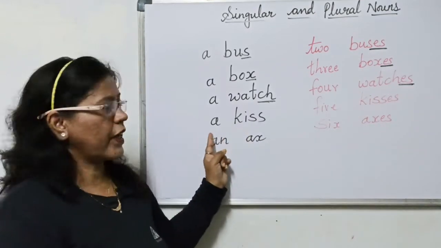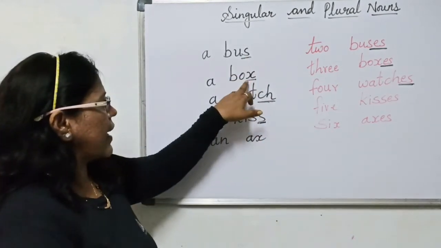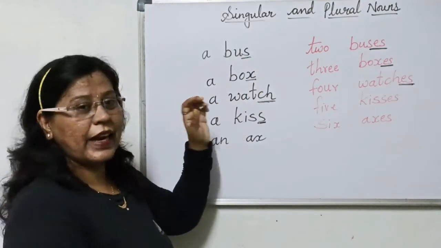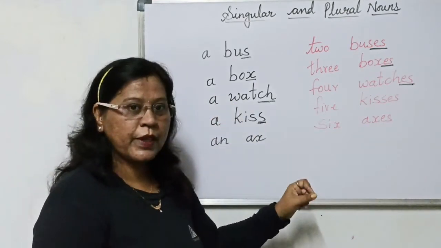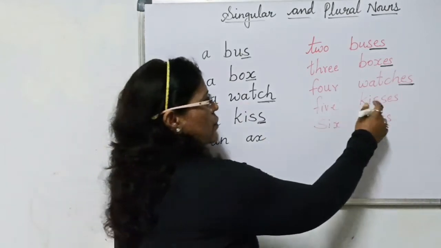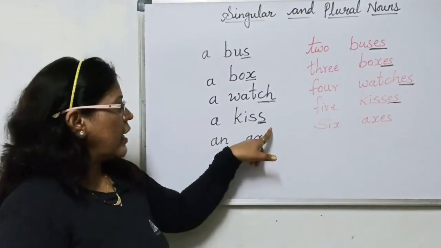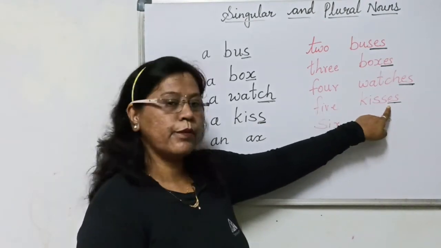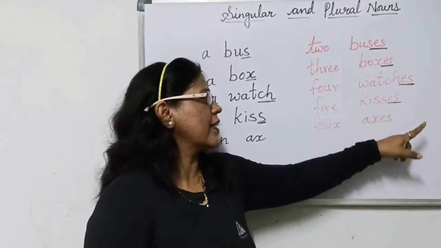A kiss, okay, a kiss. So the last letter of this word is s, okay, s, x, ch, and again s. So when the letter at the end of the word is s, and when you wanted to make it into a plural form, you have to add es there, okay. So it becomes five kisses, okay, one kiss. So the last letter of this word is s, and when you wanted to change it into plural form, what you have to add, es. So five kisses, k-i-s-s-e-s, okay.